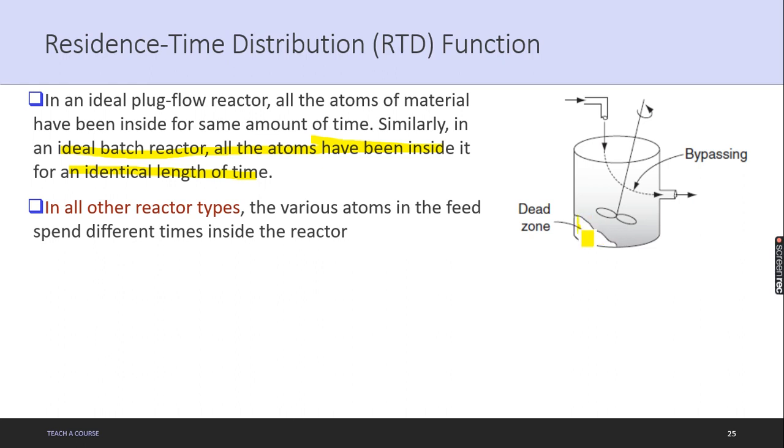Some zones can be there which is a dead zone, which is not at all being mixed. So those molecules will spend longer time, maybe infinite time if it is really a dead zone and no mixing is happening at all. And these molecules are spending maybe less than the average time spent by all other molecules, so it is not really a perfect mixing scenario.